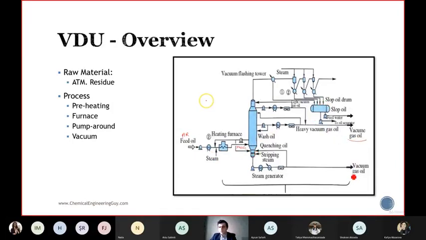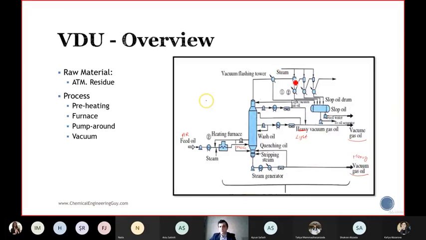Where we can see the vacuum gas oil product, vacuum gas oil. So this is, it is heavy vacuum gas oil. Actually, I think, okay, this is not heavy, this is light, sorry. This is the light vacuum gas oil. We have the heavy vacuum gas oil here.